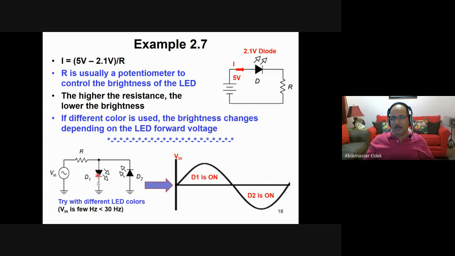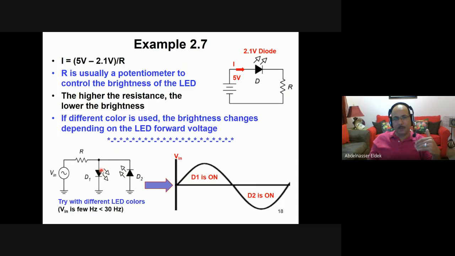This one will be forward, and this one will be reverse. So in the first half, D1 is on and this one is open. So this one will work, will light. This one will not light. If Vn is negative, then in this case D2 will be forward and D1 will be reverse. So this one will be on, this one will be off.